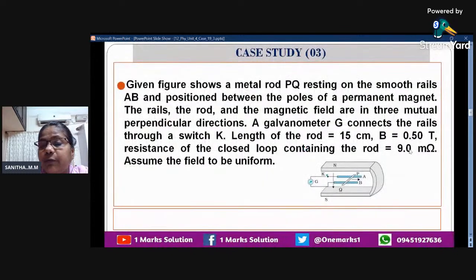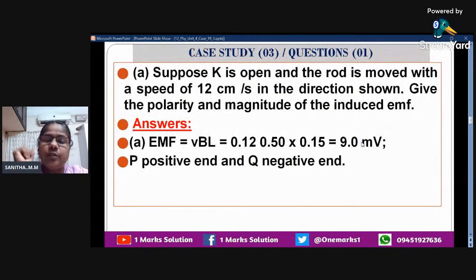So you can see here 0.50 Tesla into 0.15. What is it? You can see 15 centimeter. Length L is 15 centimeter, so you have to convert into meter, so 0.15 meter. So if you are multiplying all these things, 0.12 into 0.50 into 0.15, what you are getting actually is 9.0 millivolt.